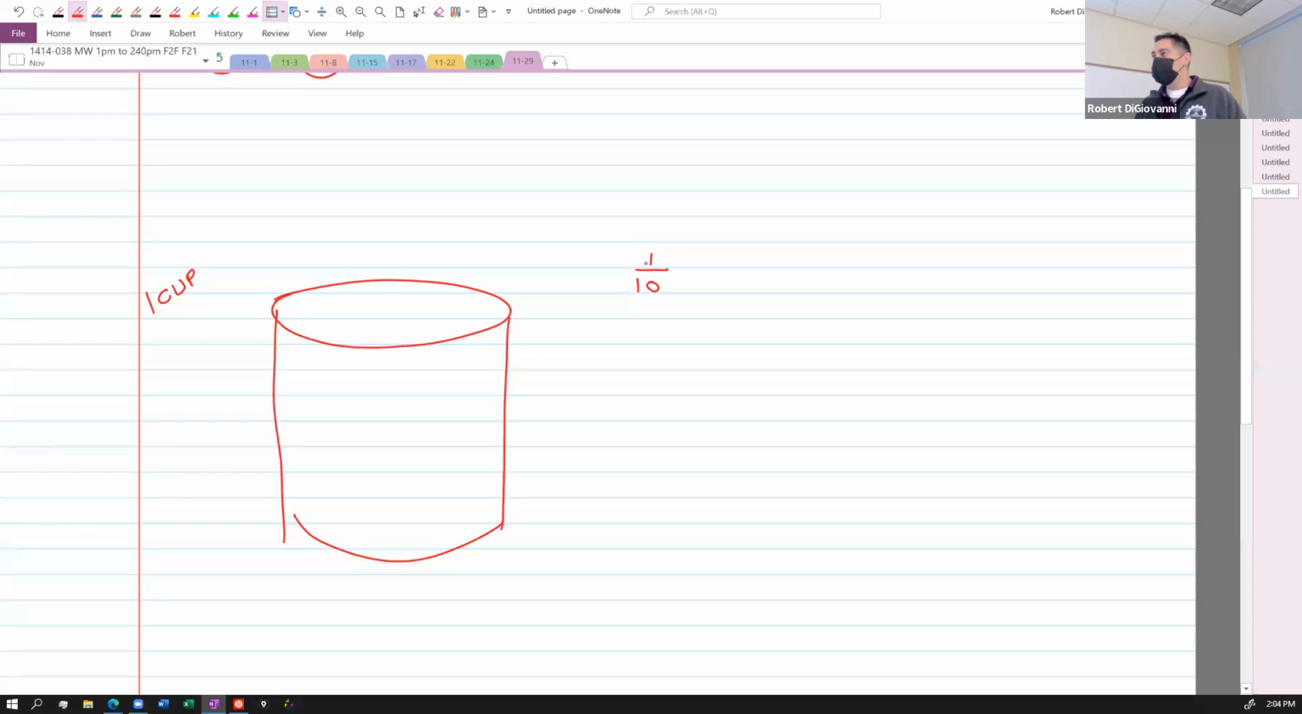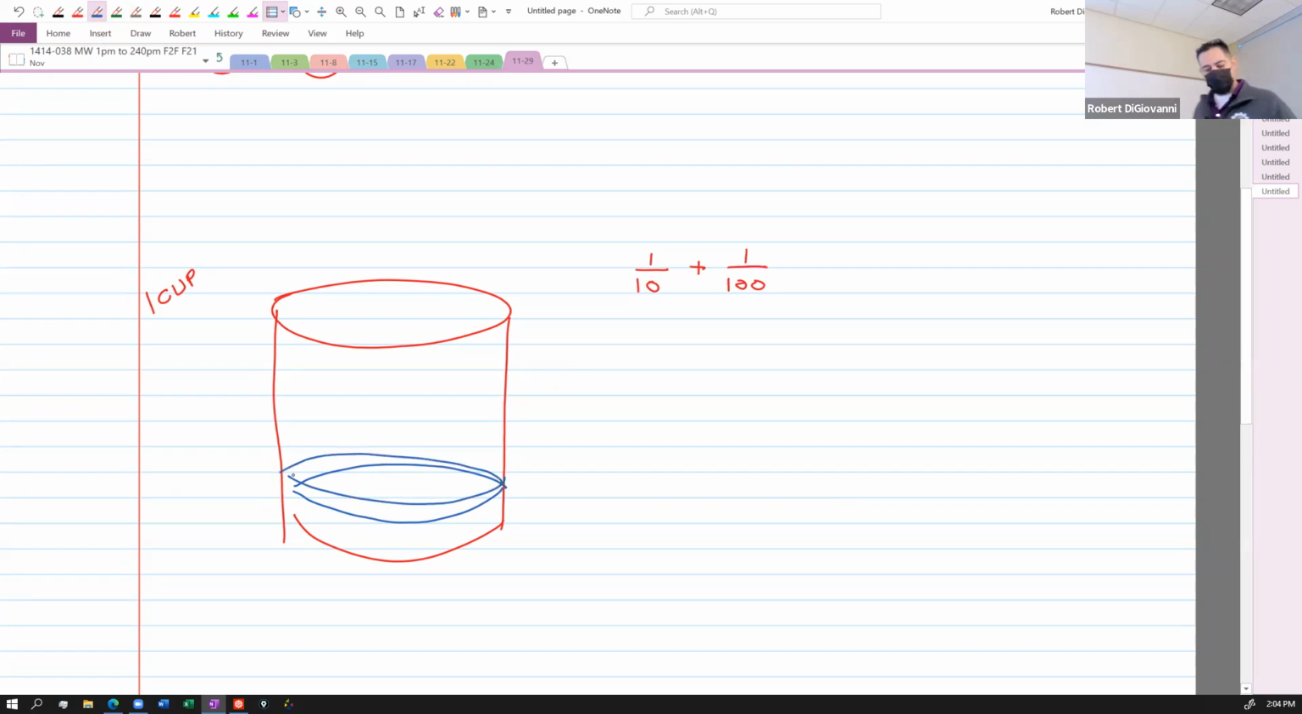1/10 of a cup. Pour it in there, okay? So now you've got some liquid in here, right? On the bottom. Got it? Now, what I'd like for you to do is pour in 1/100th of a cup. So you've added some more, right? So the water level comes up a little bit. Got a little more in there. And now I want you to add in 1/1000th of a cup. Right? Water level is up a little bit.